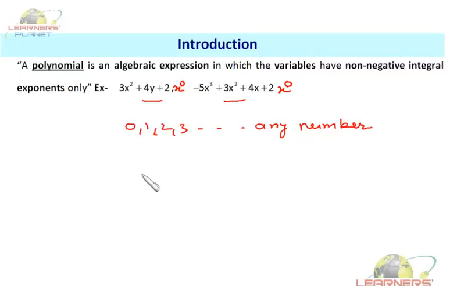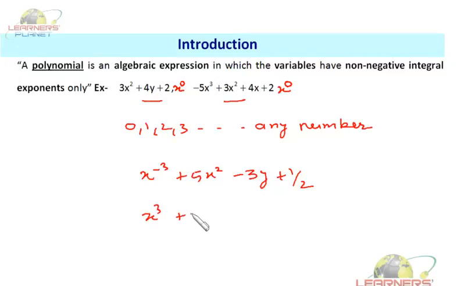Suppose I have an expression x raised to minus 3 plus 5x square minus 3y plus 1 by 2. Friends, we cannot call this expression a polynomial because in this case x is having the power minus 3. But in case of polynomials, the variable should carry the power as positive, or we can say non-negative integral values.